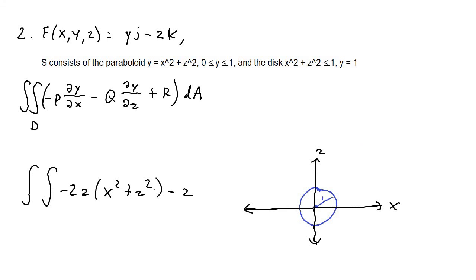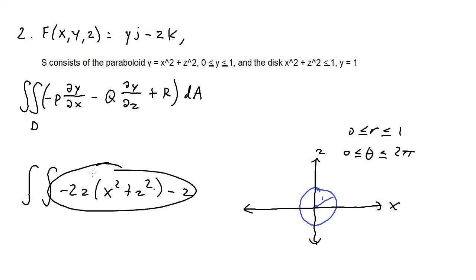Now, since the region we are dealing with is a circle, it is better to use polar coordinates to evaluate the double integral. So we can say the r bounds, or the bounds of the radius, go from 0 to 1 since the radius is 1, and the theta bound, since it's a complete circle, goes from 0 to 2 pi.